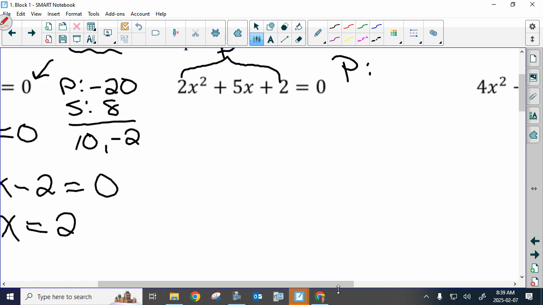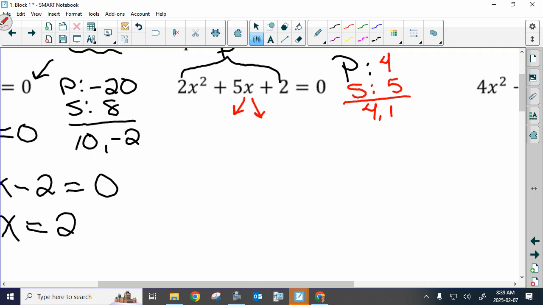So when your leading coefficient is not 1, we take 2 times 2. That means my product is 4, and my sum is positive 5. What numbers multiply together to give you a product of 4 and a sum of positive 5? Okay, so 4 and 1. So guys, we have to dive into this question differently than we did this one. We don't just get to use these numbers. We need to use decomposition.